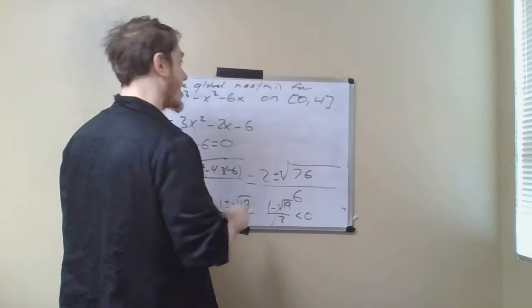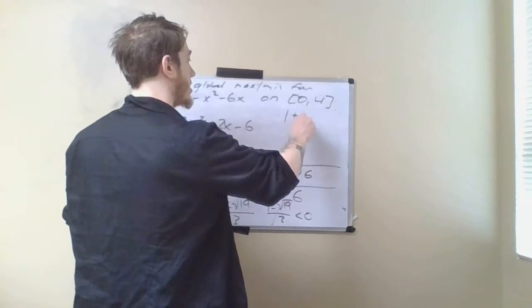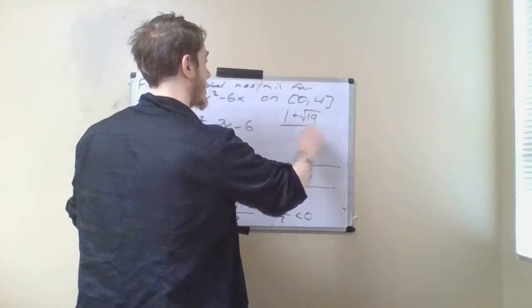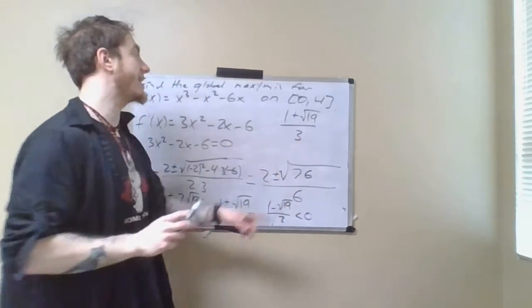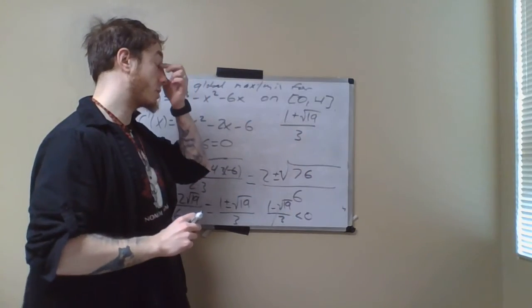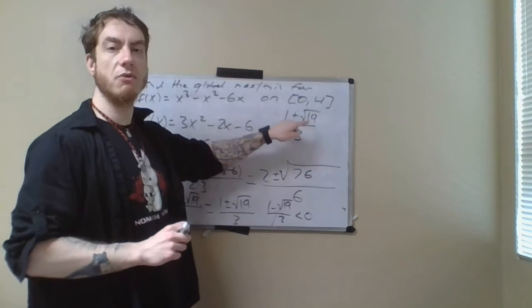The one that is inside this interval is going to be 1 plus radical 19 divided by 3. Now, how do I know that's inside the interval? Well, the square root of 19 is somewhere between 4 and 5.